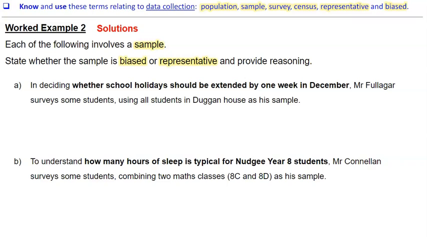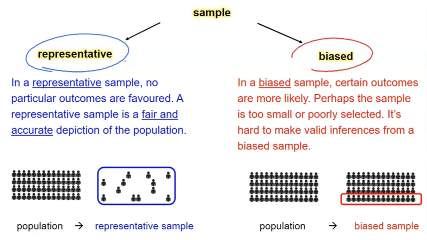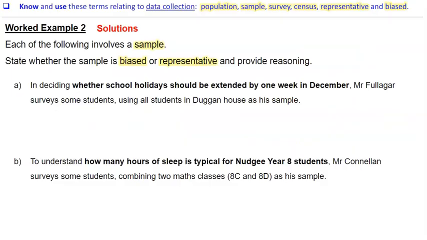In this video, we look at the difference between representative and biased samples. It's helpful to review the meaning of these words and how they're used to describe a sample. Returning to the question, each of the following involves a sample. State whether the sample is biased or representative and provide reasoning.